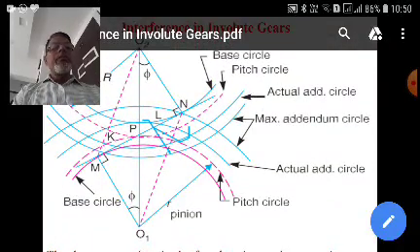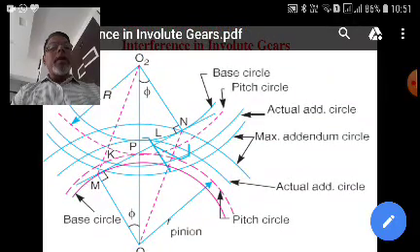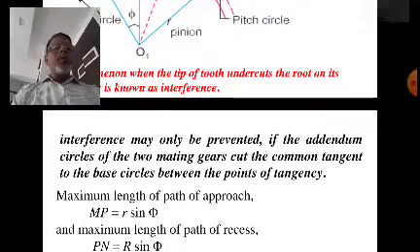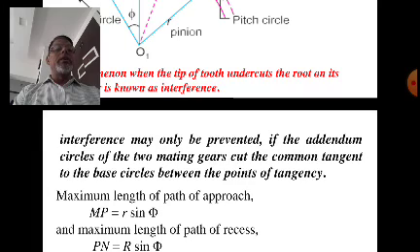Same can happen on the wheel. If you consider this point K, you can see the actual addendum circle of the wheel. You can increase this radius up to O2N, right? If you go beyond that, it will go inside the base circle of the pinion, right? So if you want to prevent interference, it may only be prevented if the addendum circles of the two mating gears cut the common tangent to the base circles between the points of tangency. Which are the points of tangency? Maximum, that is M and N. In between that, if your addendum circle cuts, then there will not be a chance of interference, right?